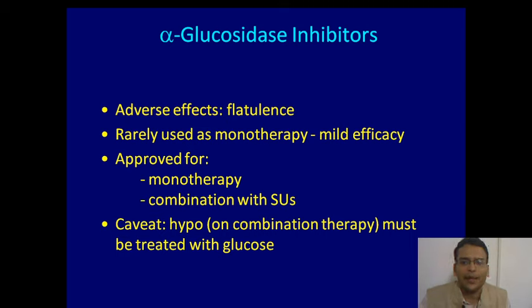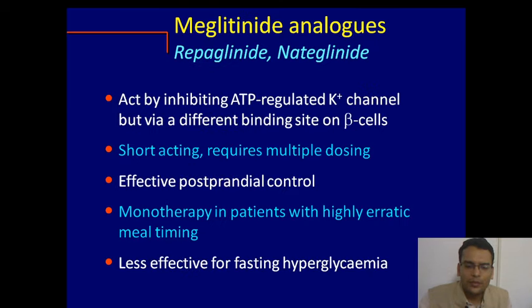Coming on to meglitinides, which are in a way similar to sulfonylureas. They act by inhibiting the ATP regulated potassium channel, but via a different binding site on the beta cells of the pancreas. These are short acting and they require multiple dosing. They cause effective postprandial control. However, unlike sulfonylureas, these agents have mainly their effect on postprandial glucose, and their effect on fasting glucose is much lower.